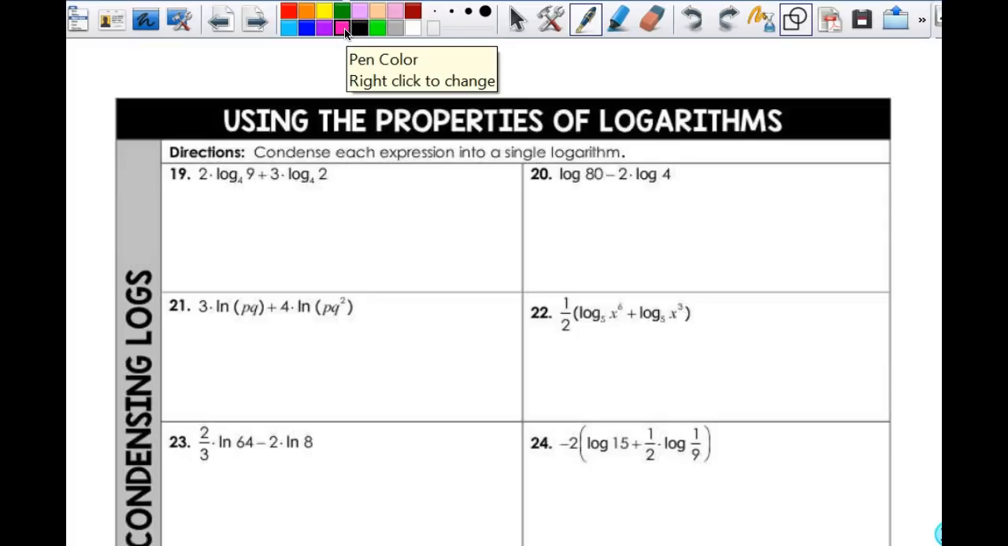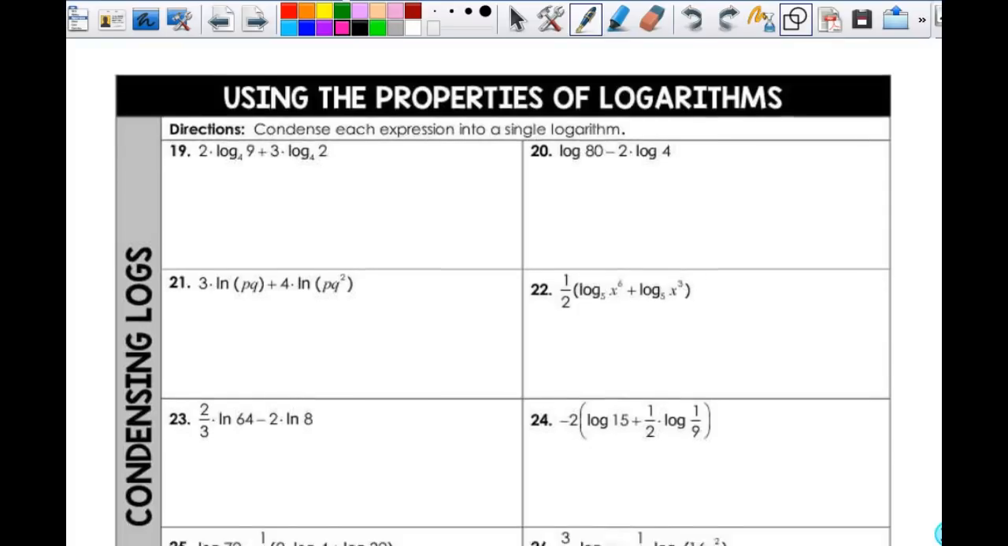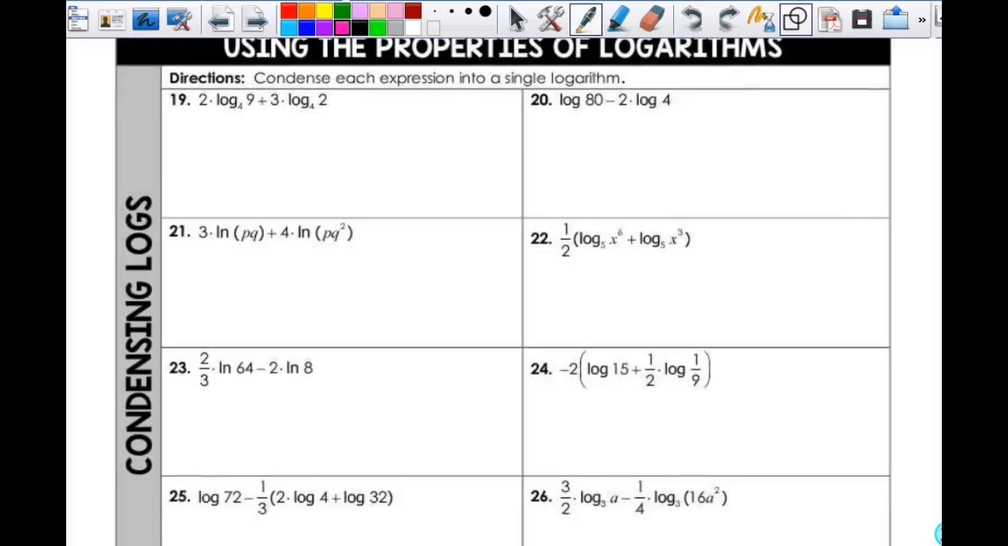So we're going to condense each expression into a single logarithm. So I've got a couple of things going on. 2 times this plus 3 times this. So I cannot condense this using my product property right now because I've got numbers outside of here. So these numbers that are outside of here have to become the exponents. So this is going to become log base 4 of 9 squared plus log base 4 of 2 to the 3rd power.